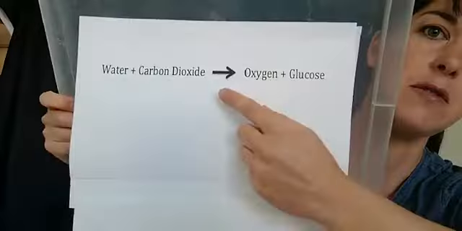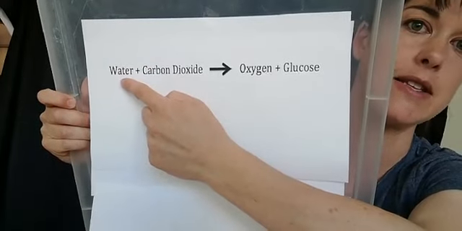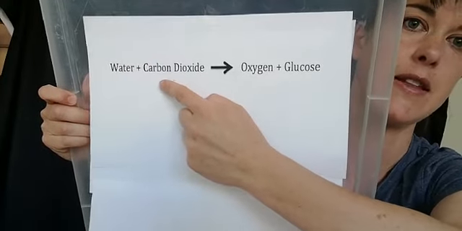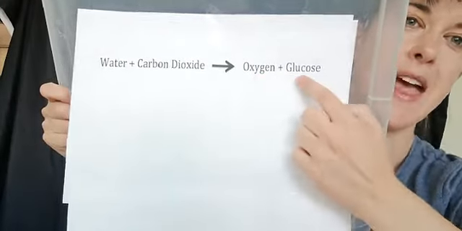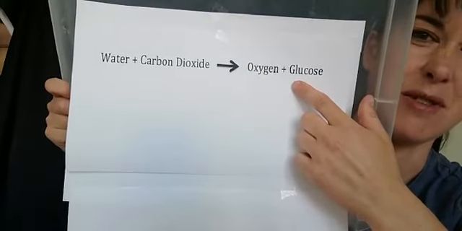Yeah, so you just saw that put into an equation. So plants take up water from their roots, and they take in carbon dioxide from the air, and they produce oxygen, and glucose just means sugars.